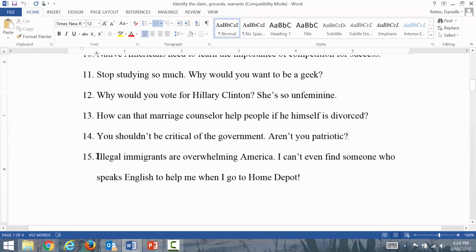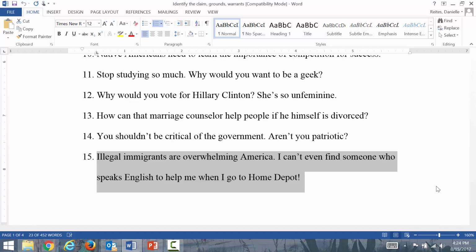Okay, last one. "Illegal immigrants are overwhelming America. I can't even find someone who speaks English to help me when I go to Home Depot." So this is out of the mouths of Claremontians. I hate to tell you guys that. If you're in Leesburg, I guess maybe you can hear it up there too. And I haven't heard this. I heard this a long, long time ago.